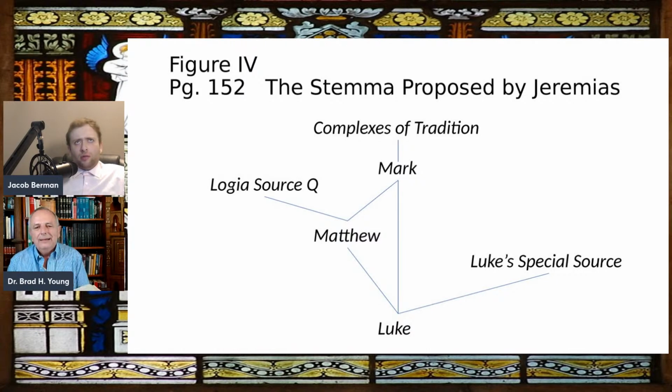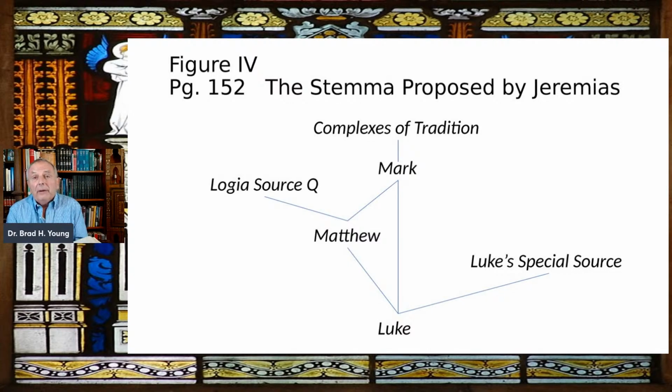I want to talk about the stemma proposed by Jeremias for a moment. It's very similar to the diagram from Figure 3, which is your view, and he sees it a bit differently here. Very similar, but a bit differently. He's got the Q document there. There was no Q document in the previous diagram. Complexes of tradition, Luke's special source, but he's got Matthew in between Mark and Luke. So what do you think about this?